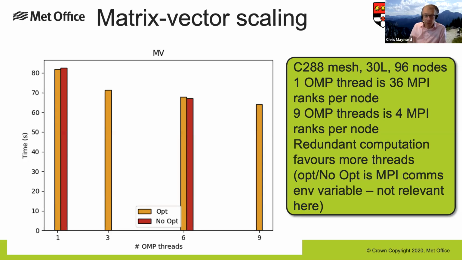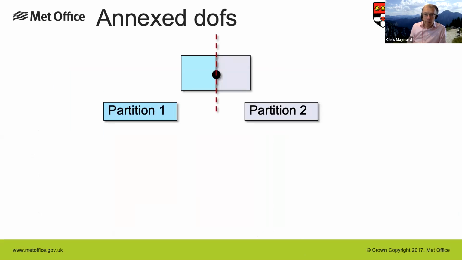As we move from the left to the right, we are increasing the number of OpenMP threads and decreasing the number of MPI ranks. And you can see that the redundant computation favors more threads, because the amount of time it takes comes down, because there's simply less work for the more highly threaded version to do. It's shown in the yellow bars. But we can do more than that. We can look at extending more redundant computation, what we call annex DOFs.